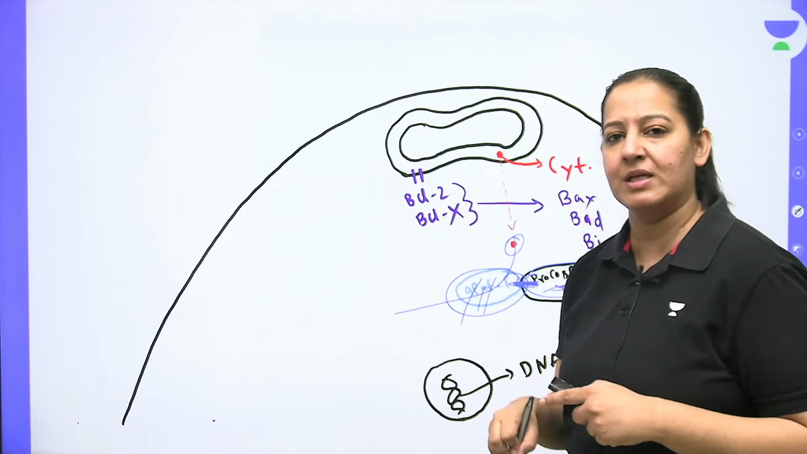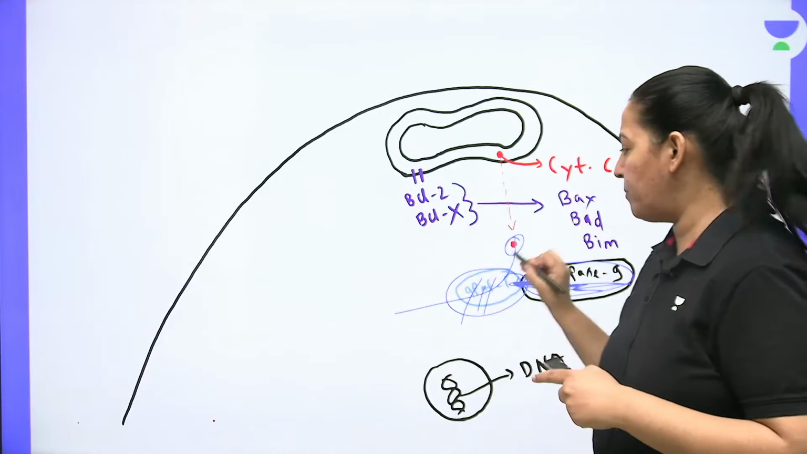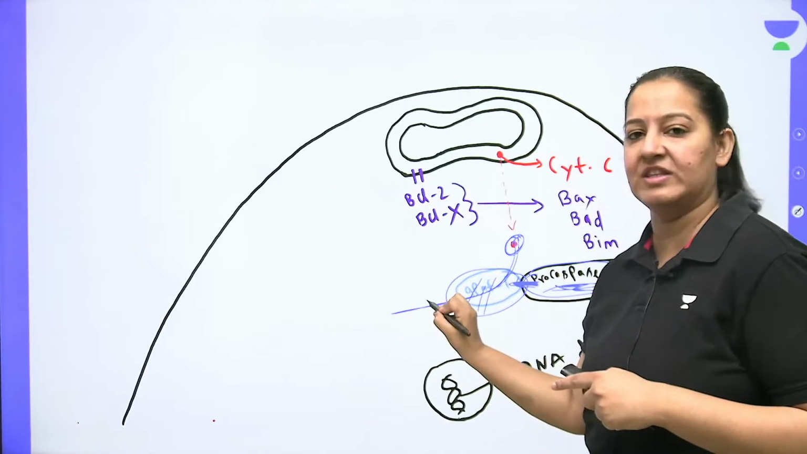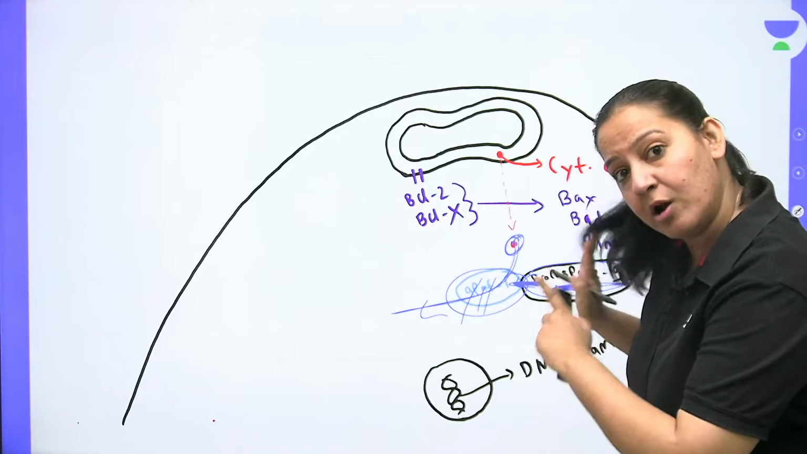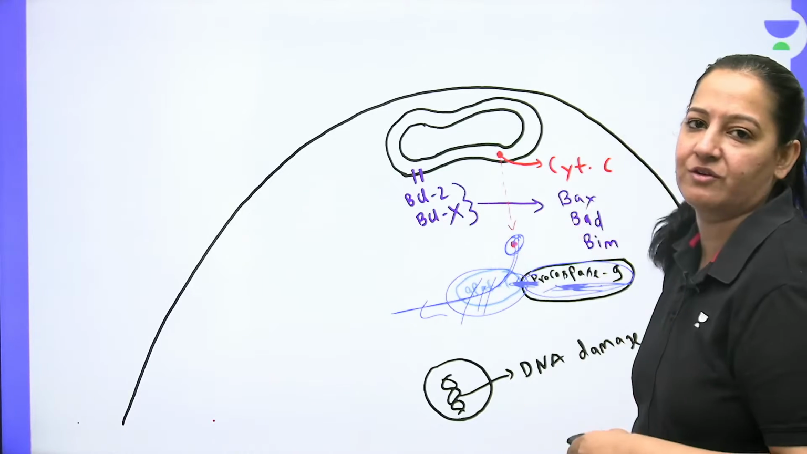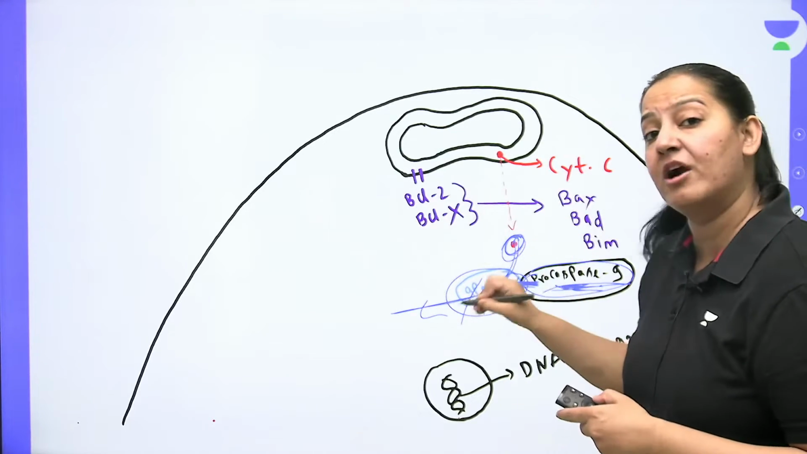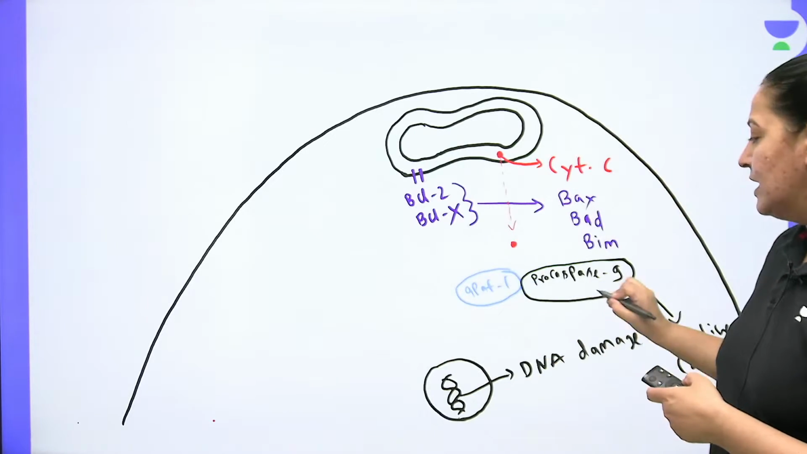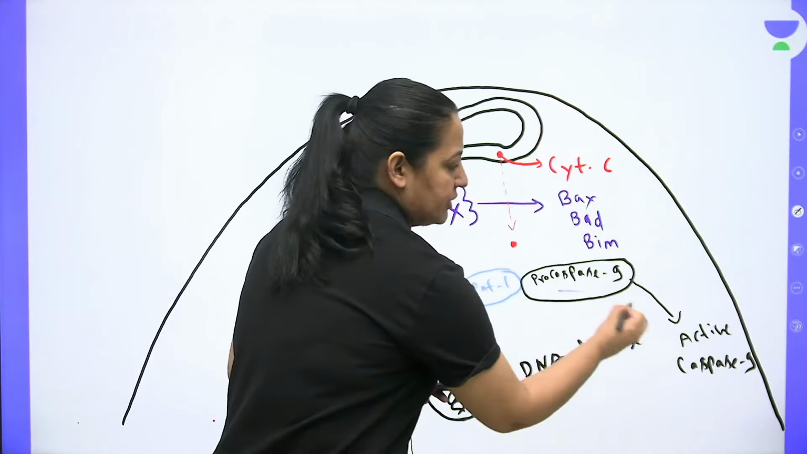You just leave him, I am better than him. So the cytochrome C will take APAF1 with him. So the pro-caspase 9 will be alone, and after that it will convert into active form. So this is how cytochrome C converts pro-caspase 9 into active caspase 9.